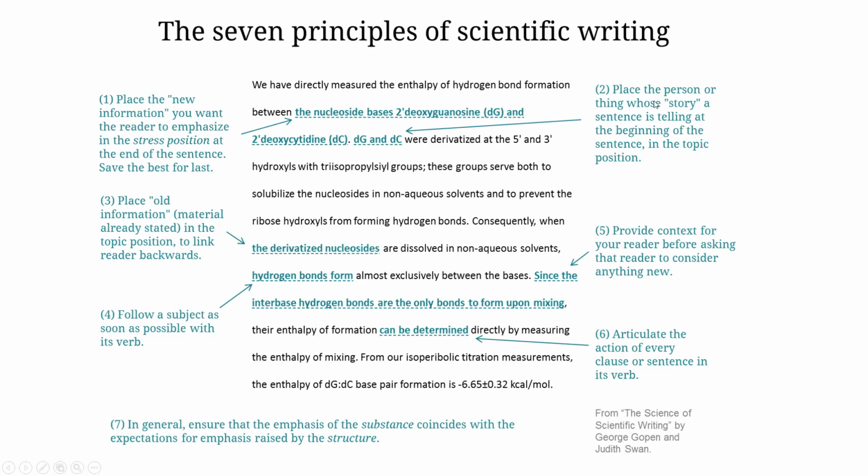Then you place the person or thing whose story a sentence is telling at the beginning of the sentence in the topic position. 3, place old information, like material you already started, in the top position to link reader backwards. 4, follow a subject as soon as possible with a verb. 5, provide context for your reader before asking that reader to consider anything new. And 6, articulate the action of every clause or sentence in its verb.